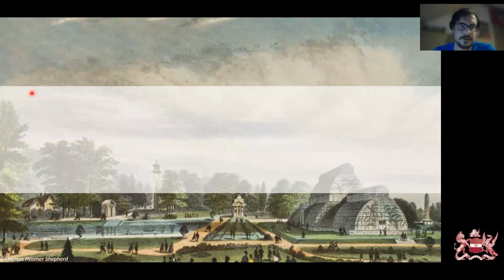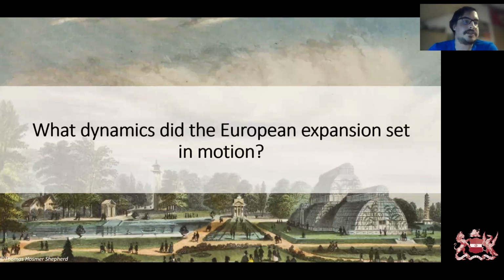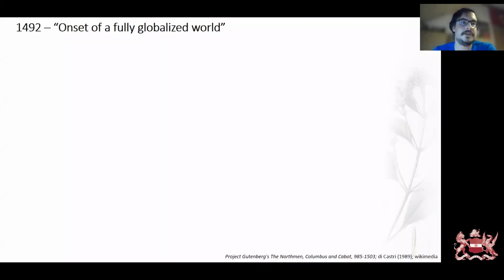So moving from these more recent or current patterns of non-native plant distributions, we can of course ask the question: what dynamics did the European expansion set in motion, as this is the topic of this talk today. I will walk you through some of these parts today. If we're talking about non-native plants or neophytes, you're often confronted with 1492 as a date to define neophytes, which is generally perceived as the onset of a fully globalized world.